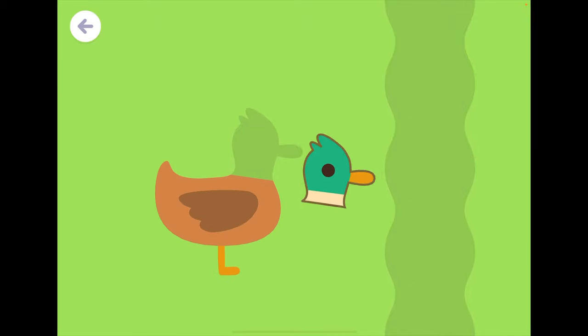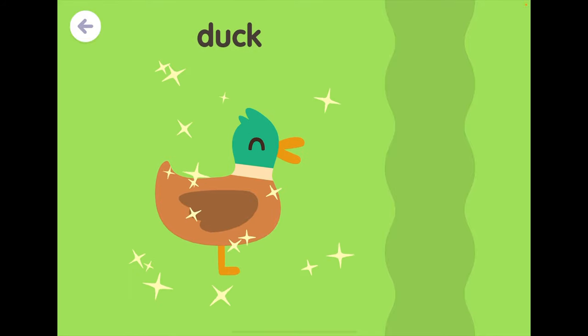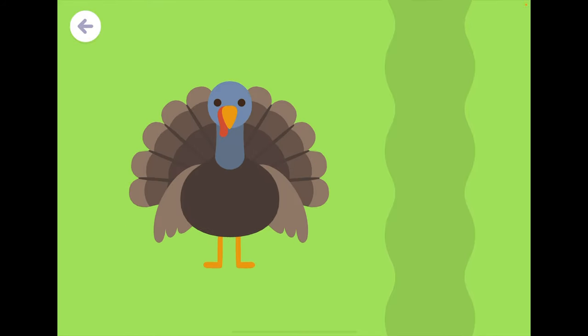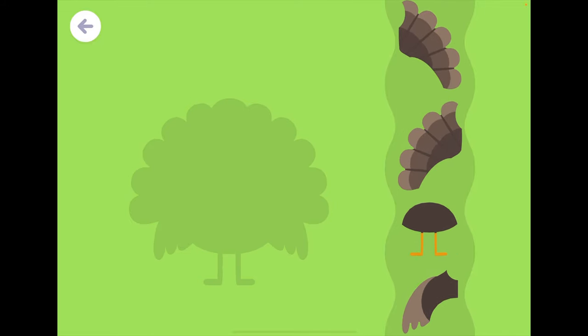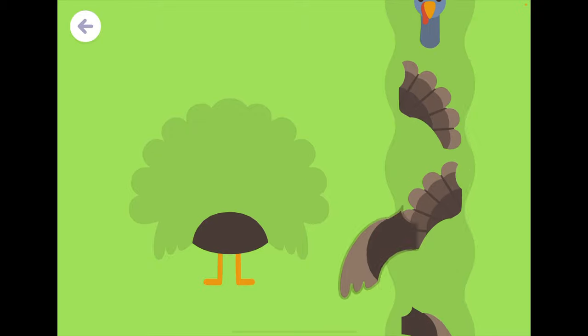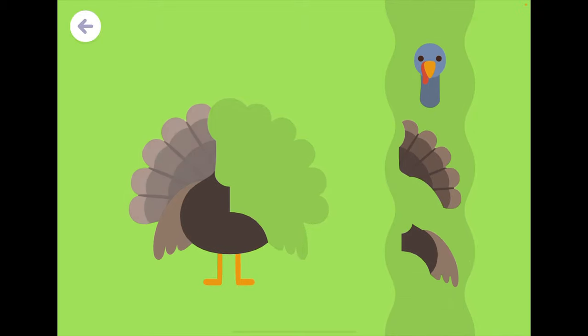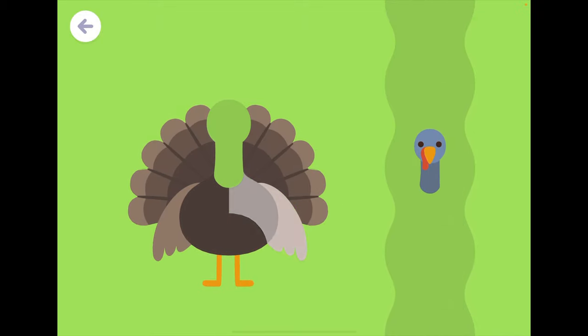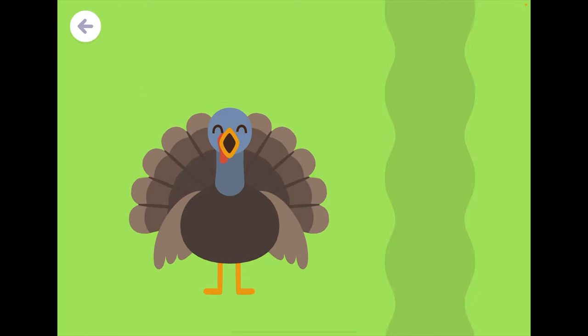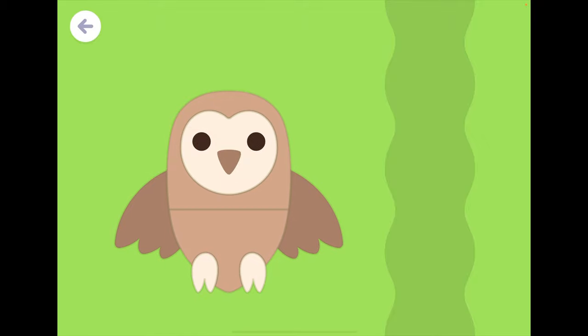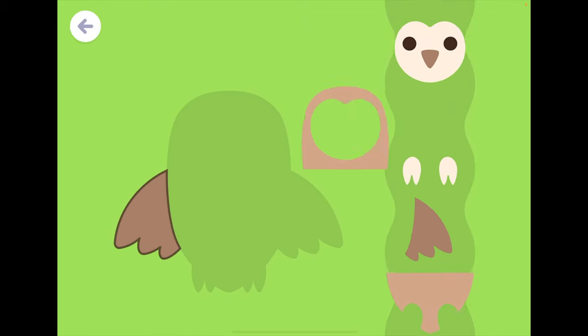There's his wing and his body and his head. Duck. Quack, quack. Oh, here's a turkey. All right, let's put the turkey together. Here we go. Gobble, gobble, gobble, gobble. Turkey. Ooh, here's an owl.